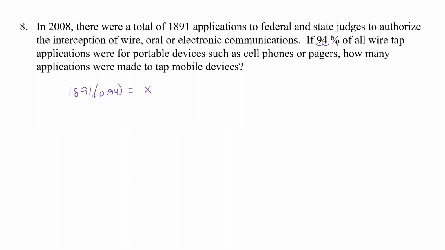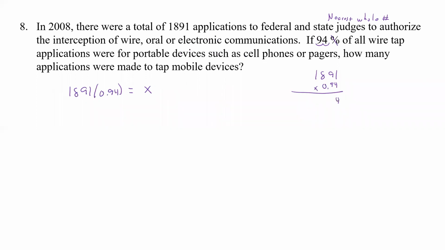Okay, so this one's really easy. All we have to do is multiply. And this one, we went to the nearest whole number, which makes sense because you wouldn't have a part of an application, you run a whole application. So 1891 times 0.94.